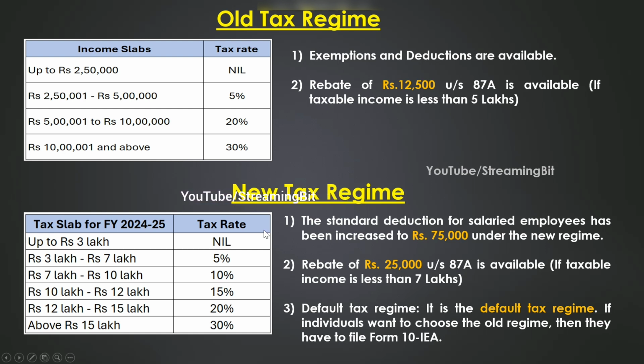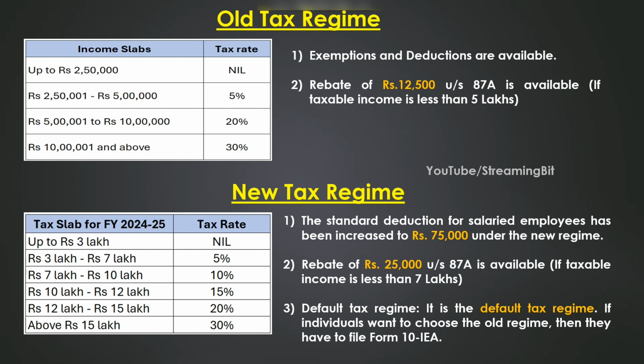And for the new tax regime, the tax slabs are quite different. You can see up to 3 lakhs, there is no tax. If your taxable income is between 3 lakhs to 7 lakhs, then there is 5% tax. If it is between 7 to 10, then there is 10%. If it is 10 to 12 lakhs, then it is 15%. Between 12 to 15, it is 20%. And if your taxable income is beyond 15 lakhs, then 30% tax is applicable for you.